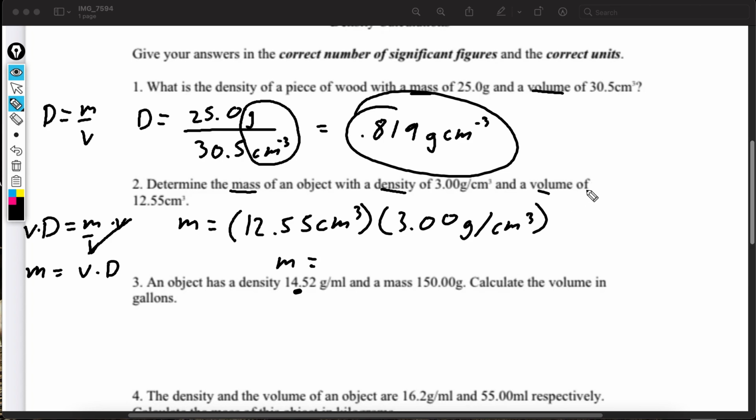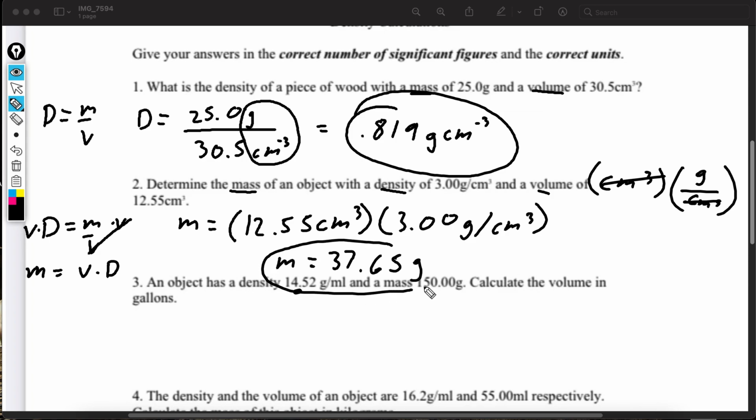Let's take away the numbers. We have centimeters cubed over here in a parenthesis, and on that parenthesis we have grams over centimeters cubed. This would cancel out, leaving grams by itself, so the answer is going to have just grams. Now 12.55 times 3.0 is equal to 37.65. This is our answer. Now we're keeping the same amount of significant figures because there's 1, 2, 3, 4 here. There's 1, 2, 3, so we're going with this guy.